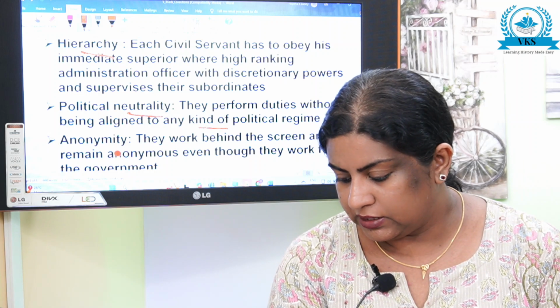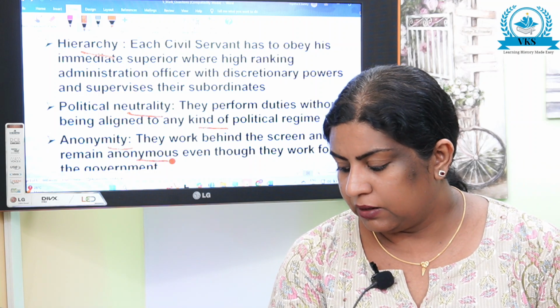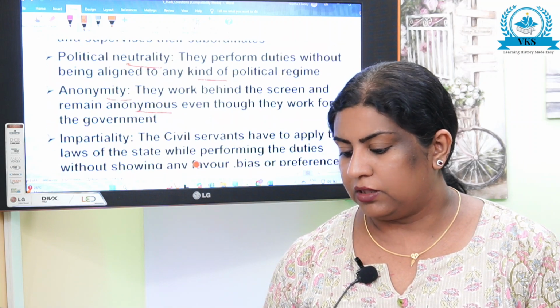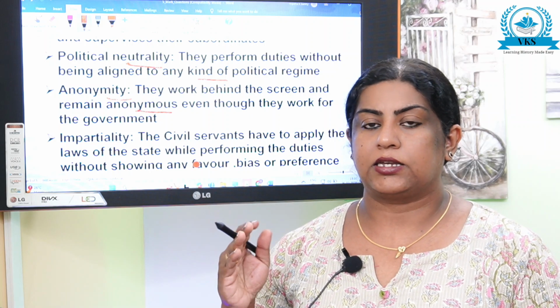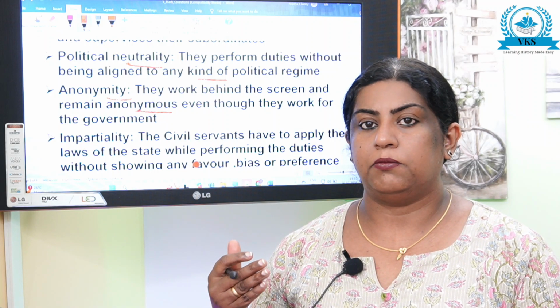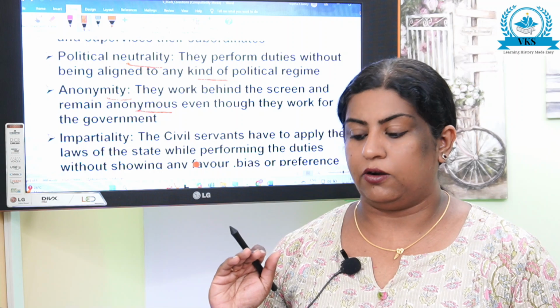Next is anonymity. They work behind the screen, remain anonymous even though they work for the government. That is, even though they work for the government, they don't come forward, they work in anonymity.